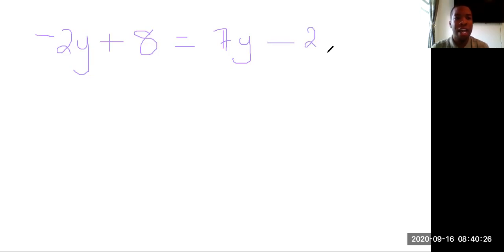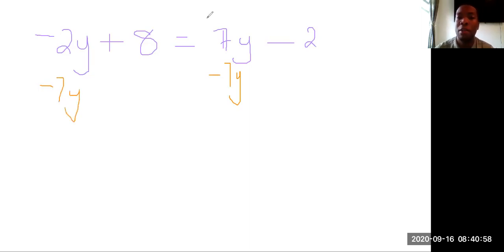All right, again, the first thing I want to do is get my like terms together. Right now, they're on separate sides of the equal sign. We need them to be on the same side of the equal sign. So I'm going to move this 7y over to this side. In order to do that, I need to do the additive inverse. So since this is a positive 7y, I'm going to do a minus 7y. Whatever I do on one side, sure enough, I've got to do it on the other side.